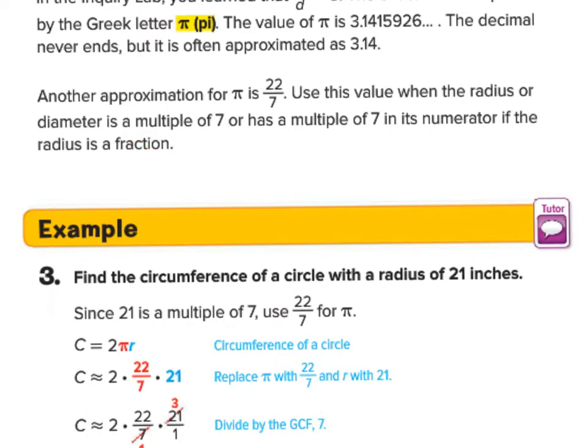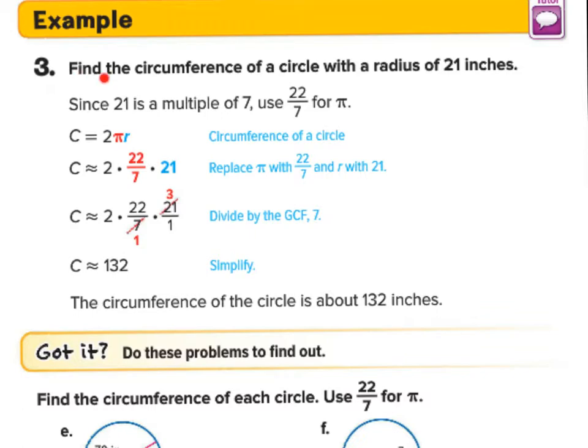Again, if you ever see that the value of the radius or the diameter is a multiple of 7, so 7, 14, 21, 28, 35, and so on, or has a multiple of 7 in its numerator, the top number, if the radius is a fraction. So if the top number or the whole number itself is a multiple of 7, use this pi instead for a more precise answer. So here is an example where the radius or diameter or any other number is a multiple of 7.